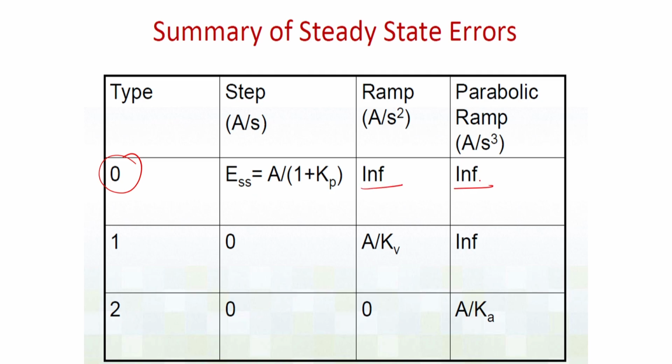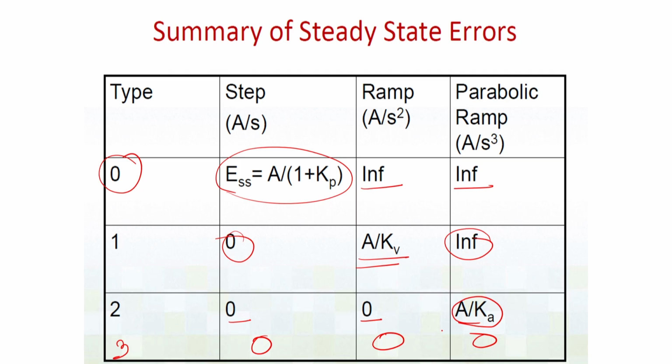Extending this logic, finally you can write that a type 0 system is going to show infinite error for ramp and parabolic, and some finite error for the step input. Type 1 system will show 0 error against step, but for ramp there will be finite error, and infinite error against parabolic. Type 2 system will be 0 here, finite here. Type 3 onwards will be all 0, which means if a system is having 3 roots at the origin, it is going to follow the signals up to parabolic without any problem. Now, with this idea, we have the specifications with us.